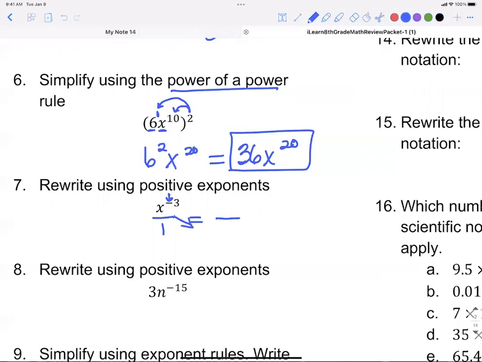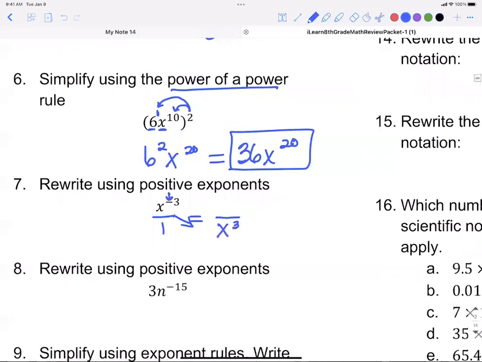So if I want to get rid of that negative and write it as x to the positive third, instead of in the top of the fraction, I need to write it in the bottom of the fraction. And then I just fill the gap with a 1 because you can't have a blank top of a fraction. So to change the sign, you change the location.